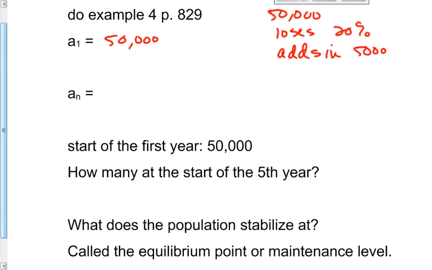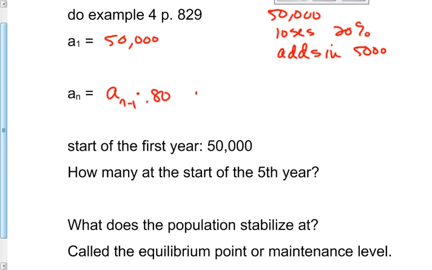Anytime you have multiple operations going on, you always want to do the multiplication first. The last thing you're going to do is add in or subtract out anything. So I'm losing 20%. I'm going to take every previous answer, a sub n minus 1, and multiply by something. Well, here's where you have to be careful. If you're losing 20%, I need to know how much I'm keeping. So if I'm losing 20%, I'm keeping 80% of my original. So I need to multiply by what I'm keeping. I'm going to multiply by 80%.